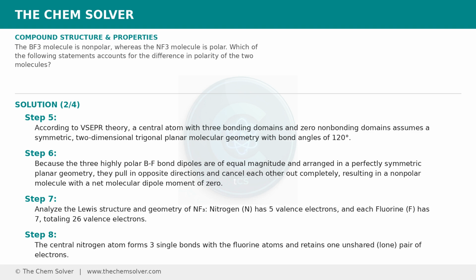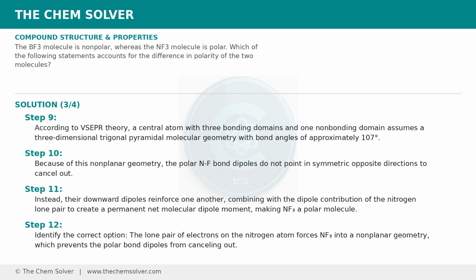Nitrogen, N, has 5 valence electrons, and each fluorine, F, has 7, totaling 26 valence electrons. The central nitrogen atom forms 3 single bonds with the fluorine atoms and retains 1 unshared, lone, pair of electrons. According to VSEPR theory, a central atom with 3 bonding domains and 1 non-bonding domain assumes a 3-dimensional trigonal pyramidal molecular geometry with bond angles of approximately 107 degrees.